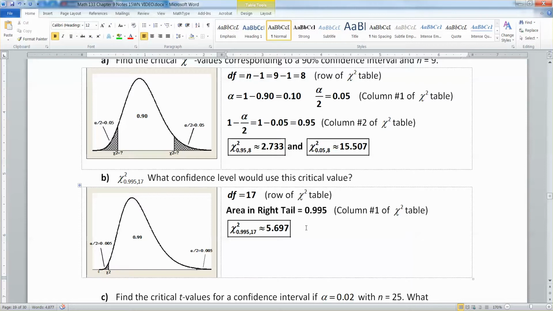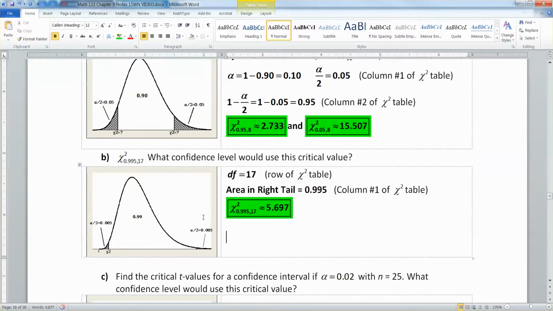All right. Now that was pretty straightforward, but it gets a little complicated when they talk about what confidence interval would this use. So let me highlight these real quick. We know that these answers are our critical values. That's wonderful. Now the confidence level, if the area in this tail is 0.005, in order to make all of this 0.995, right? So let me put it this way.